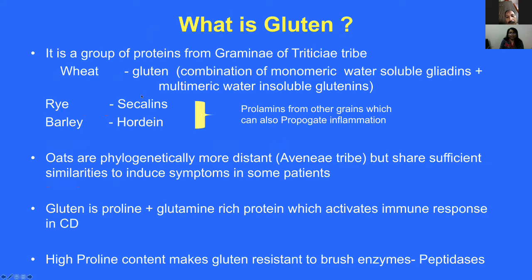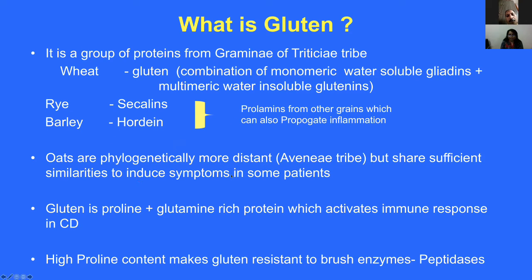What is gluten? Basically, this is a protein derived from the Gramineae or Triticeae tribe. Wheat contains gluten, which is a combination of monomeric water-soluble gliadin and multimeric water-insoluble glutenin. In rye, the component is known as secalin. In barley, this is known as hordein. All these contain prolamins, as do other grains, which also propagate inflammation.